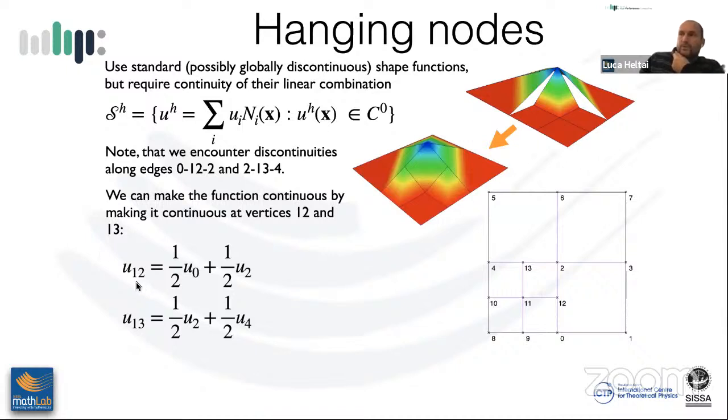So I force U12 to be a half of U0 plus a half of U2, so it's exactly in between U0 and U2. And U13 instead is in between U2 and U4, between U2, which is the one here, and U4, which is the one here, if I'm looking at this rotated. Okay? Questions so far?